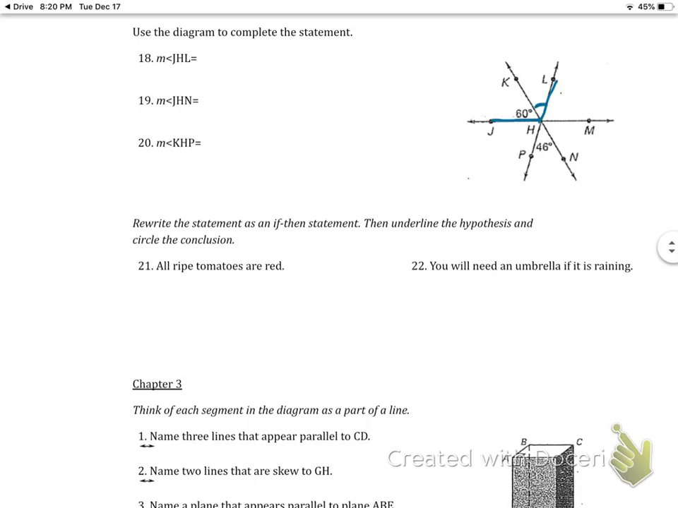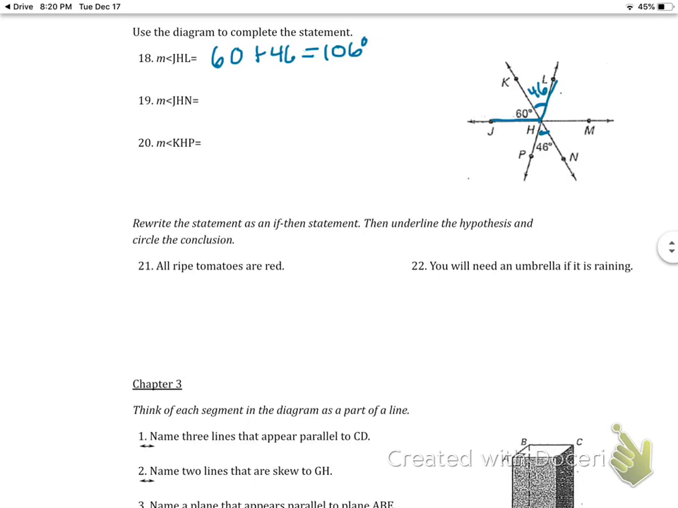Well, looking at this diagram, we really don't have a lot of information other than vertical angles, which happens to be what we have to use. So to find that, we have to use the fact that this is 46 degrees. So we are able to use 60 plus 46 equals 106 degrees.